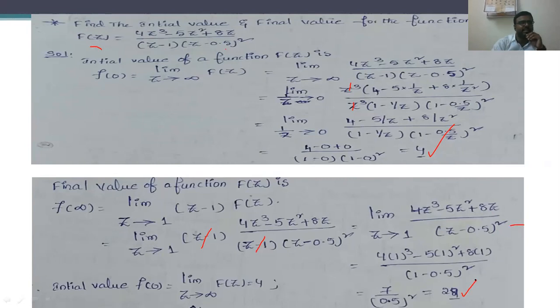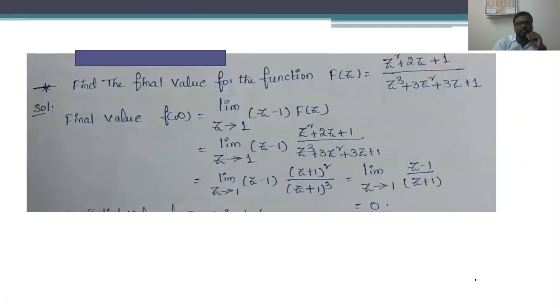In case of the final value theorem, f of infinity is equal to limit z tends to 1, z minus 1 multiplied with f of z, and substitute the value z is equal to 1, whereas in case of the initial value theorem, we have to substitute the value of z is equal to infinity. Okay. In the same fashion, let us discuss the remaining problems also.